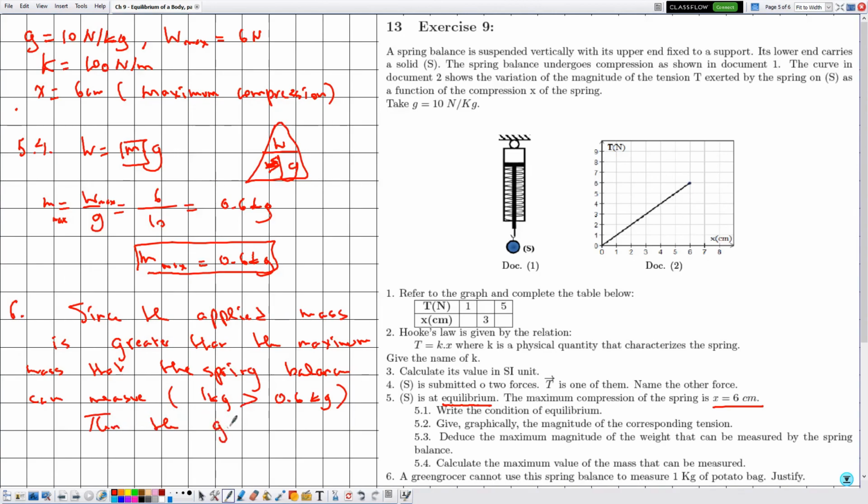the greengrocer cannot use this spring balance to measure this bag. So we are just rephrasing this statement.